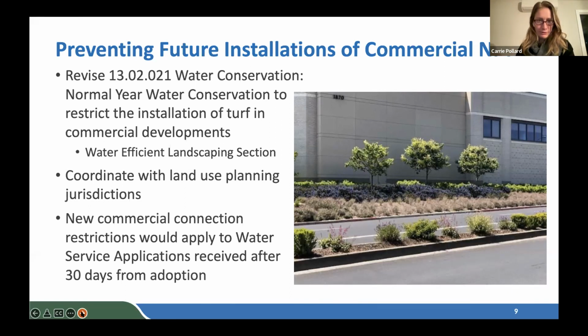We'd also want to coordinate with our local land use planning jurisdictions, recognizing that for any new development being built, their first stop is going to be the planning and building departments. And so we would want to engage with those folks to help us increase the education as customers are pursuing developing these types of sites. These new connection restrictions would apply to water service applications received after 30 days of adoption. So depending on when this comes back to the board for approval, they would have 30 days for rollout.